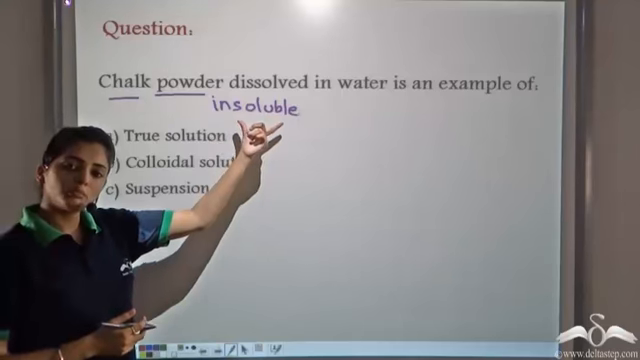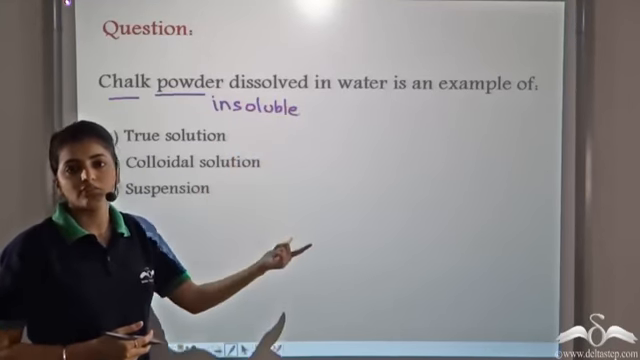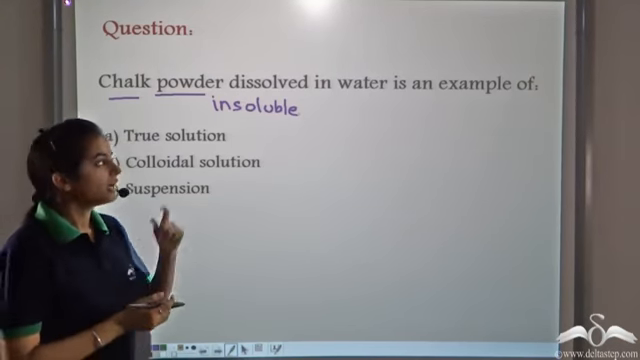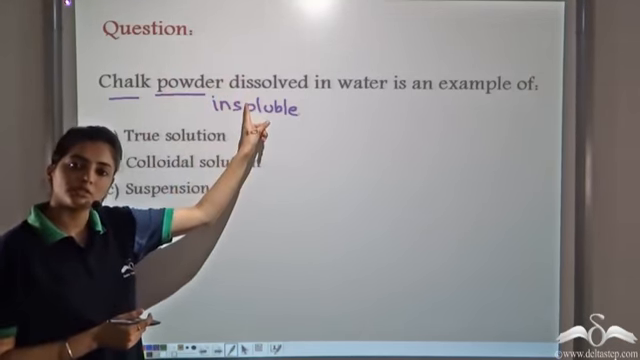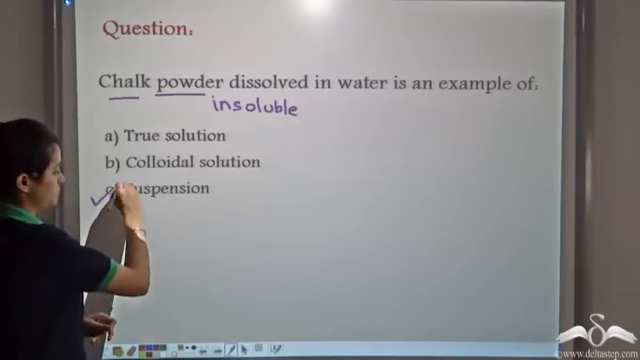Since it is insoluble, it can be separated by filtration. It is also not stable, as if we leave it for some time undisturbed, the chalk powder settles at the bottom, and this mixture is a heterogeneous mixture. So such a mixture which has these properties is a suspension.